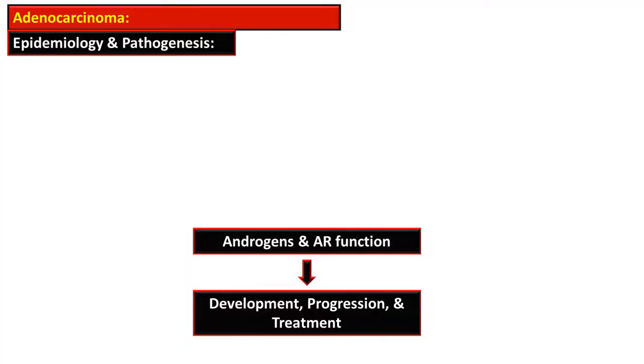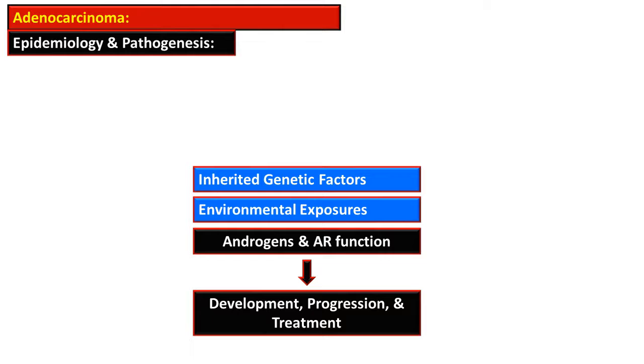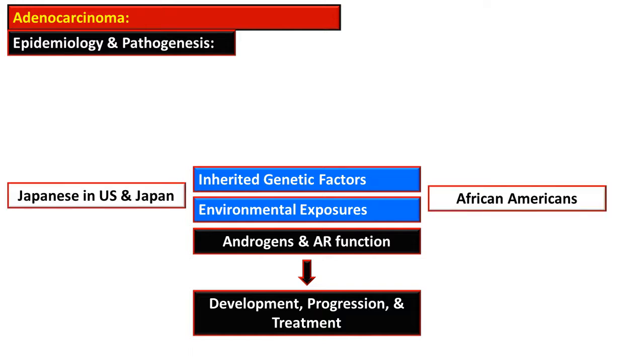The prostate is an organ that is sensitive to androgens. The androgens and androgen receptors are involved in the development, progression, and also in the therapeutics of this tumor. Both inherited genetic factors and environmental factors are linked with etiology of the tumor. It is considered that both these factors play a role simultaneously, as the disease is less common in Japanese, but it is more common in Japanese immigrants in the USA. It is double in the African American ethnic group.